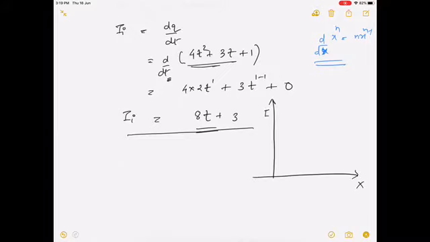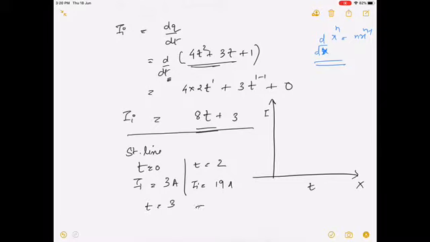That means if we draw a graph between current I and time, you will get a straight line. If we take t equal to 0, then instantaneous current will be 8 into 0, 0 plus 3, 3. Again, if we take t equal to 2 seconds, then instantaneous current will come out to be 8 twos are 16 plus 3, 19 amperes. Again if we take t equal to 3 seconds, you will get instantaneous current as 8 threes are 24, 24 plus 3, 27 amperes.